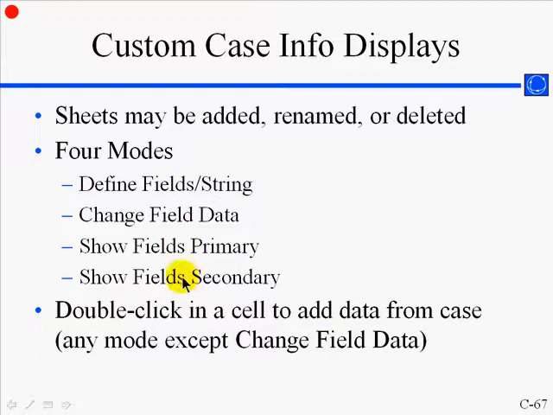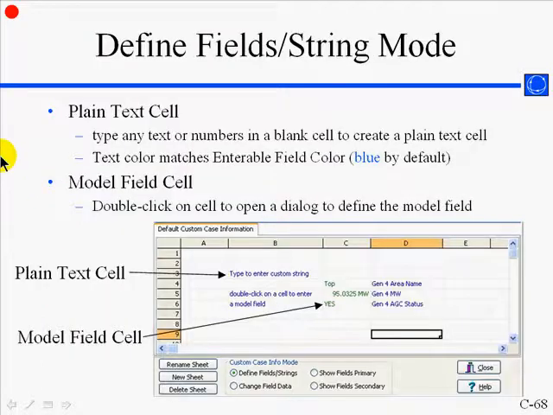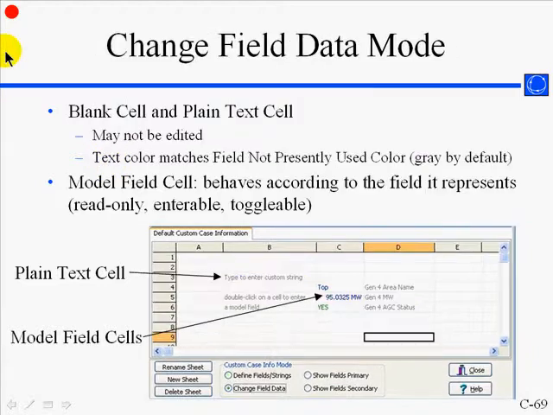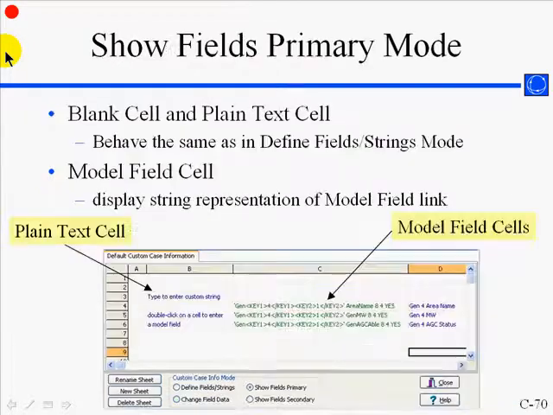And this shows an example of creating different types of fields. You can enter data or model fields. This is the actual case data. And then just plain text. You can type to enter whatever you want there. And then in the change field data mode, you can actually then interact with it as you can with any other case information display. And then the show fields primary and the show field secondary.